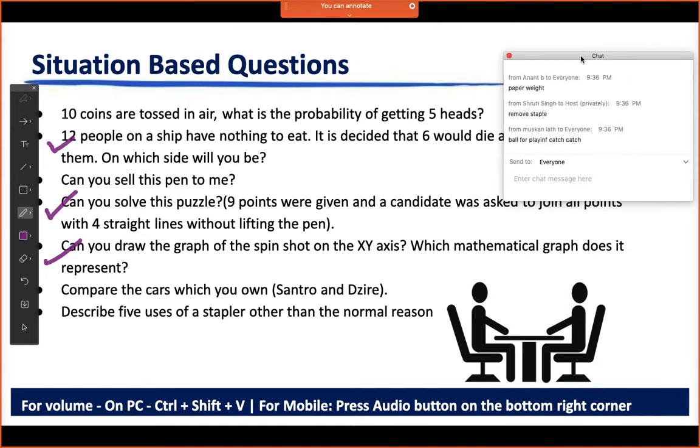As a hammer, okay. Paperweight. Removing staples is also a normal use of it, okay? Paperweight, good example. To remove a nail in the wall, okay?